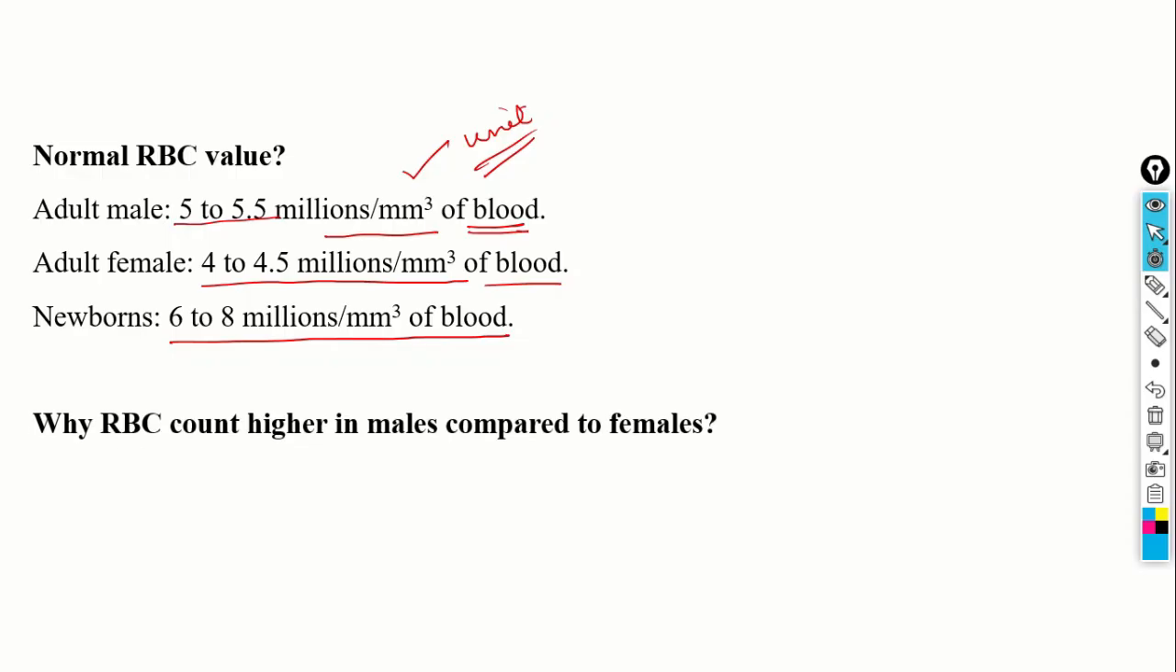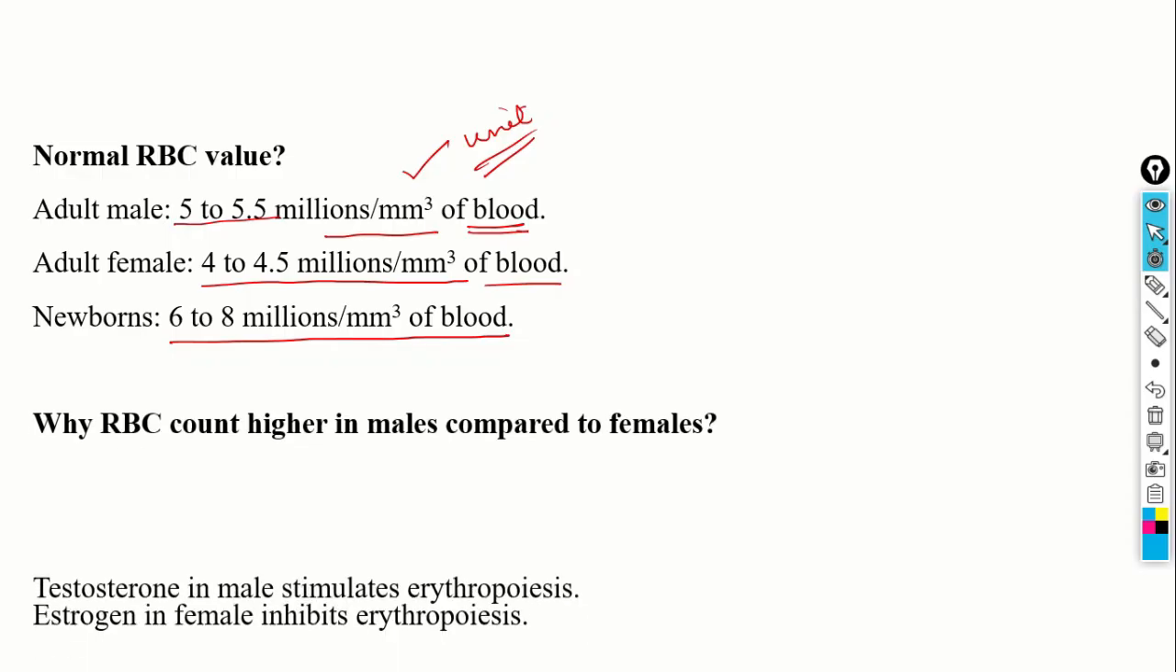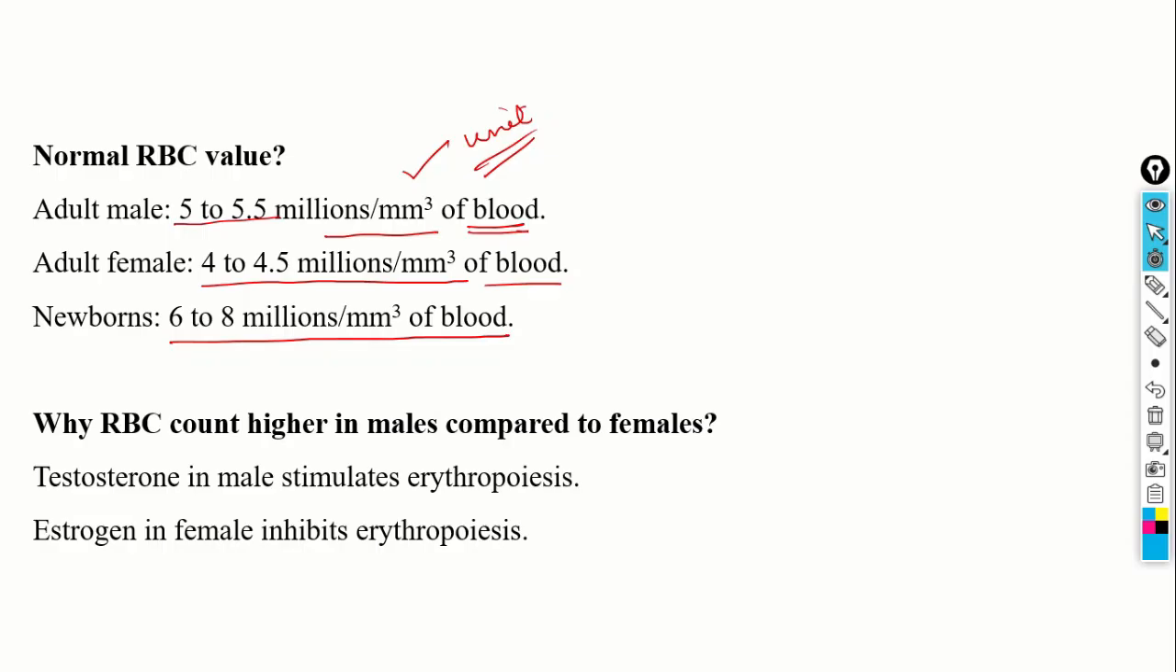Why is the RBC count higher in male compared to female? Many students give the answer as menstrual cycle. You should not give menstrual cycle as the answer for this question. You have to talk in relation to hormones. In males, we have testosterone. Testosterone stimulates erythropoiesis, and estrogen in female inhibits erythropoiesis. This answer will be expected; it is the most important question when you are doing RBC.